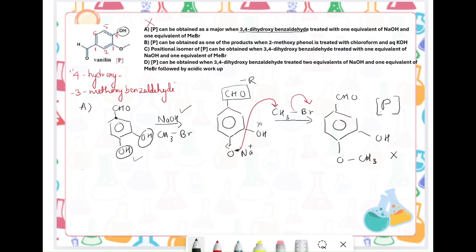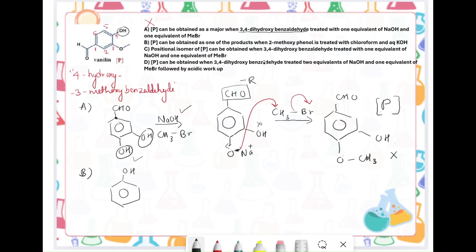Alright, now let's analyze option B. Now, P can be obtained as one of the products when 2-methoxyphenol. So again, we have to write the structures of the molecule. First, you write down the phenol.